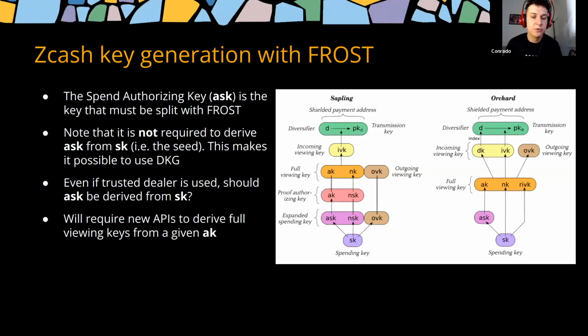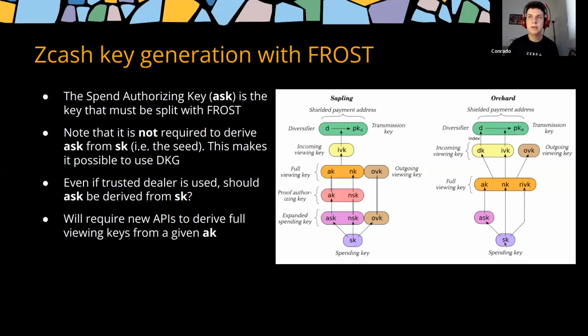So one particularly tricky thing that I like to discuss is how you do Zcash key generation with FROST, because Zcash has a bunch of keys, right? It's kind of a key tree. Here I'm showing both Sapling and Orchard key trees. I'll mostly focus on Orchard here. So we have this spending key, which is derived from the seed phrase, right? We have a 12-word seed phrase. There's an algorithm that transforms it into a spending key, which is basically a bunch of bytes.